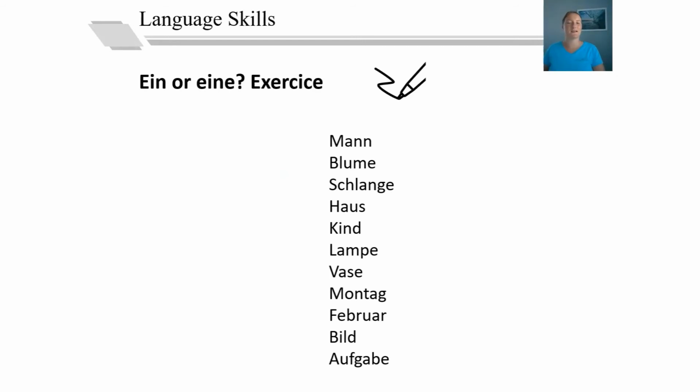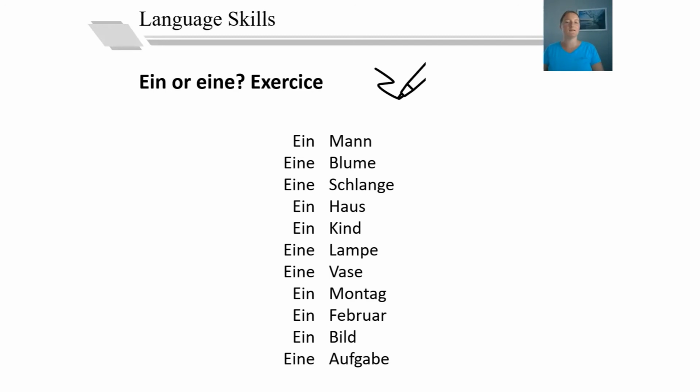Also here, some exercise for you. Please use the pause button if you need some more time, because now I will show you the right answers for this exercise. Ein Mann, eine Blume, eine Schlange, ein Haus, ein Kind, eine Lampe, eine Vase, ein Montag, ein Februar, ein Bild, eine Aufgabe.